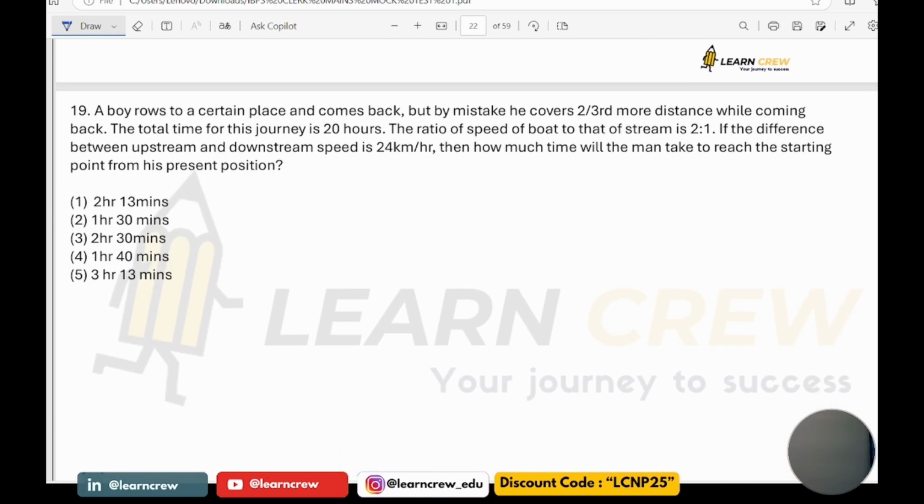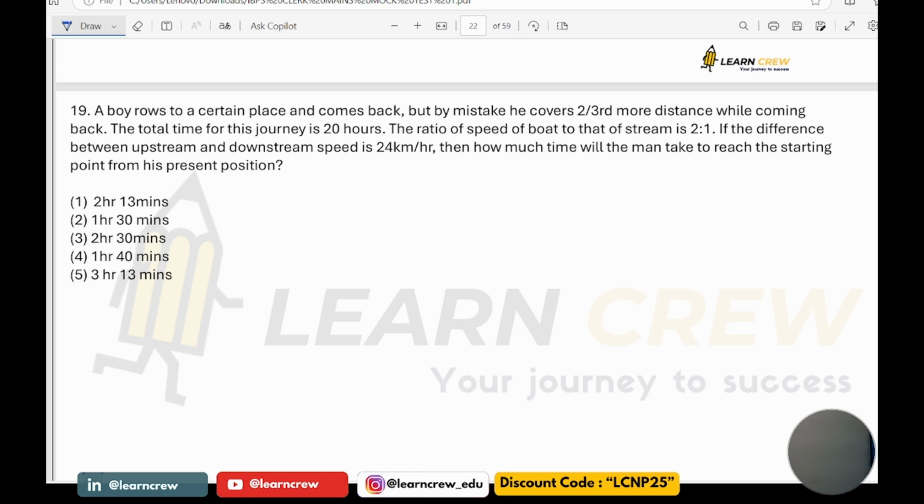Question number 19. A boy rows to a certain place and comes back. By mistake, he covers 2/3 more distance while coming back. The total time for this journey is 20 hours. The ratio of speed of boat to the speed of stream is 2:1. The difference between the upstream and downstream speed is 24 km per hour. Then how much time will the man take to reach the starting point from his present position?